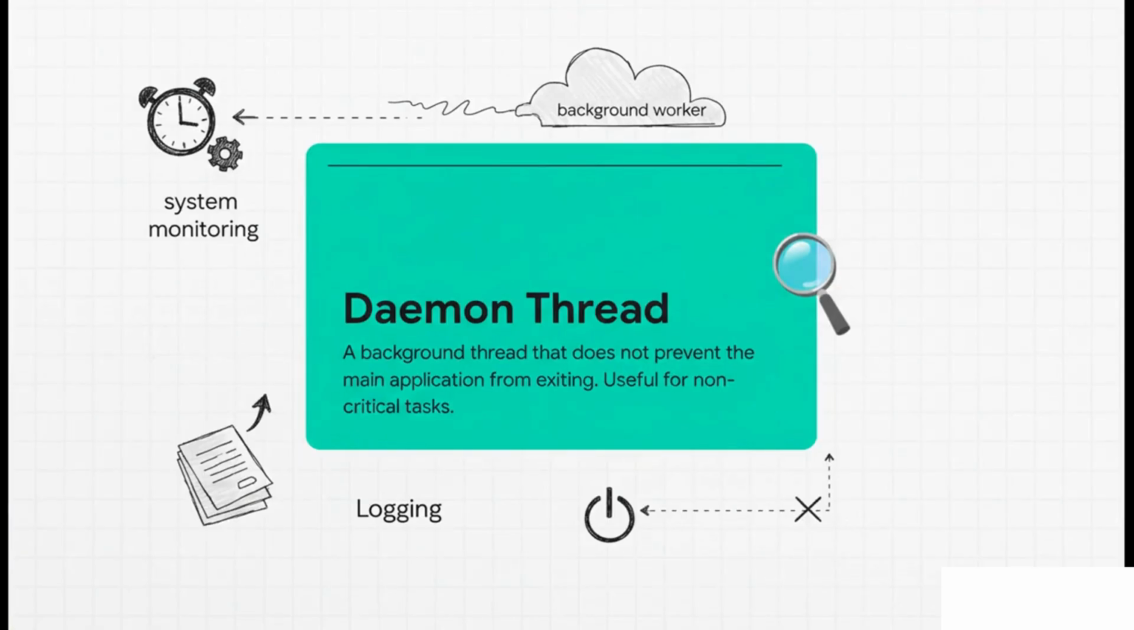Oh, and it's also worth knowing about these things called daemon threads. Think of them as the background crew. They're perfect for jobs like logging or garbage collection, stuff that needs to happen but you don't want it to hold up the main show. The key thing is, the application won't wait for them to finish before it shuts down.